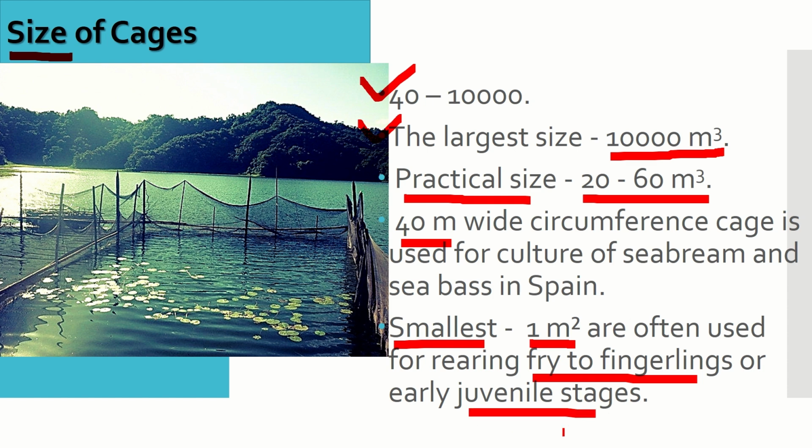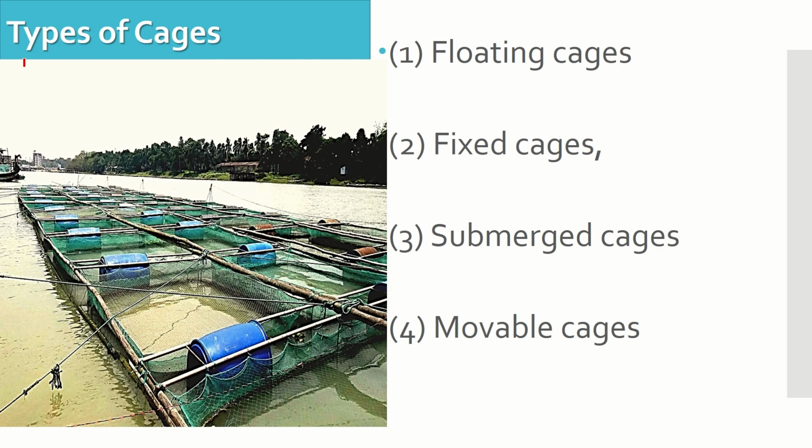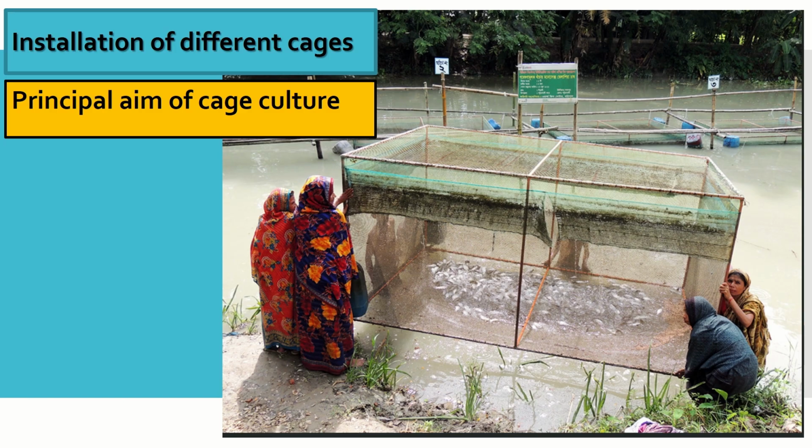Then about types of cages. Cages are chiefly of the following types: floating cages, fixed cages, submerged cages, and movable cages. Then about installation of different cages. A suitable site fulfilling the environmental and water quality requirements of the cultured species has to be selected. The method adopted for installation of cage depends on its position in the system.